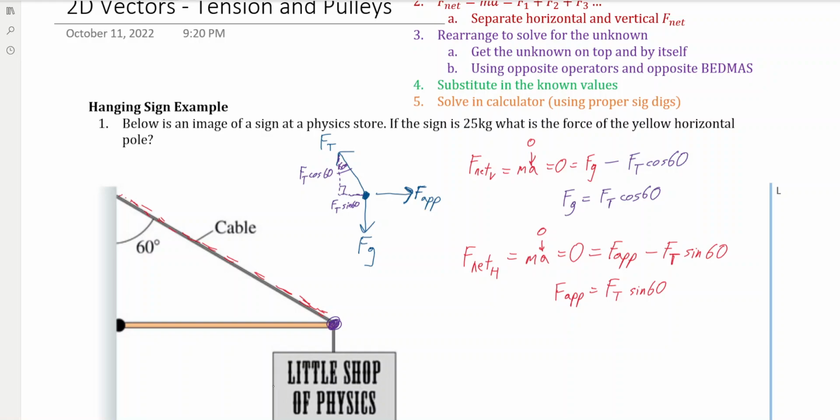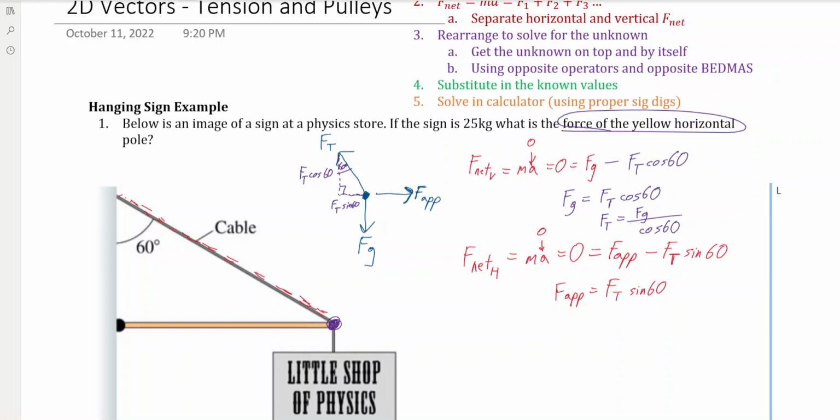Okay, this is wonderful because now what we can do is we're looking for that force applied. That's the whole point of this question, right? What is the force of the yellow thing? So we need to rearrange to solve for t because we don't know what t is. So let's solve for t in this equation. We're going to get Ft, and we're going to divide by cos 60 on both sides. So Fg over cos 60 is Ft.